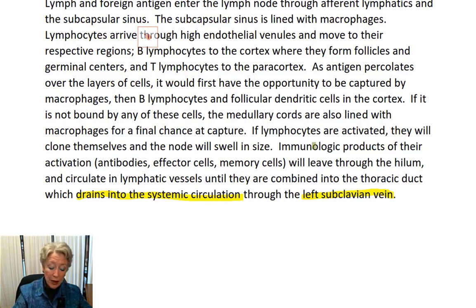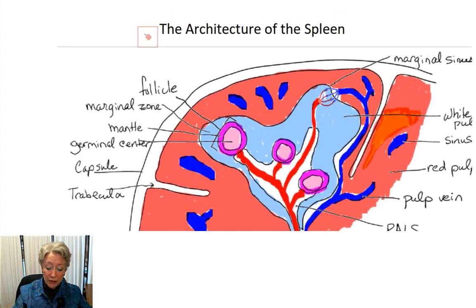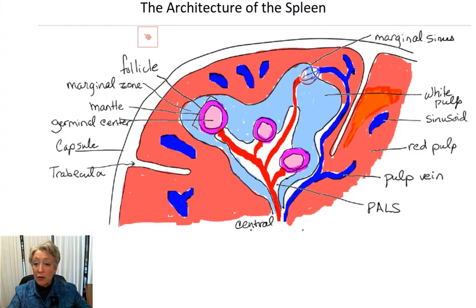Now, looking at the design of the spleen, remember this is an organ that has dual purposes. It not only is going to function in removal of aged red blood cells when necessary, and some red blood cell storage as well, but it has what is called a white pulp, which is the location where I am going to have my lymphocytes do their recirculation when necessary.